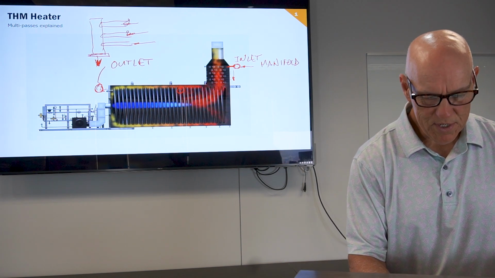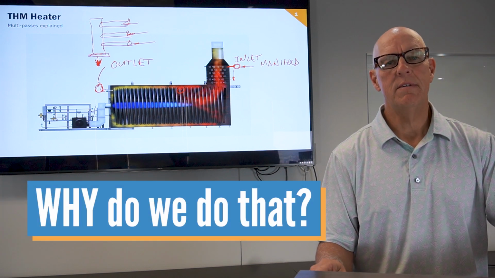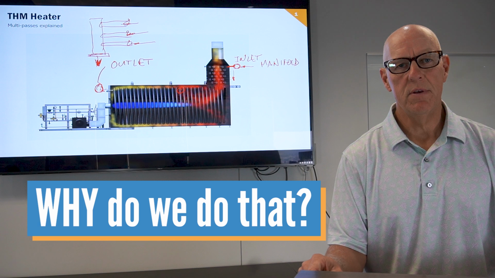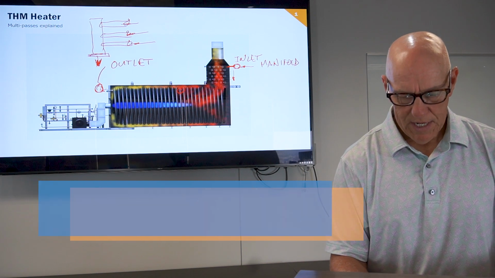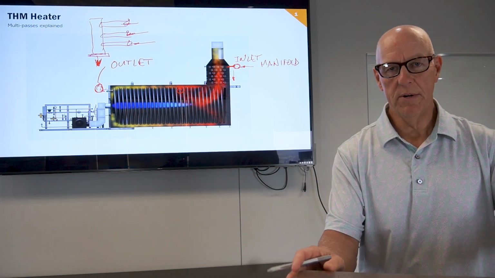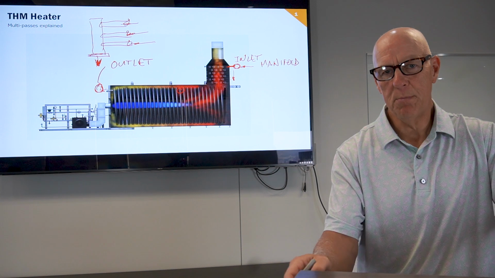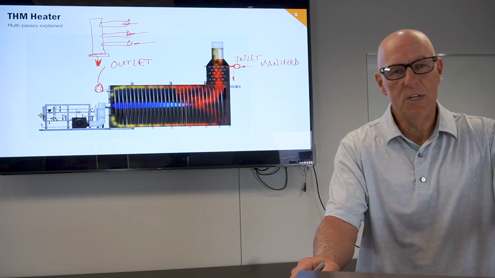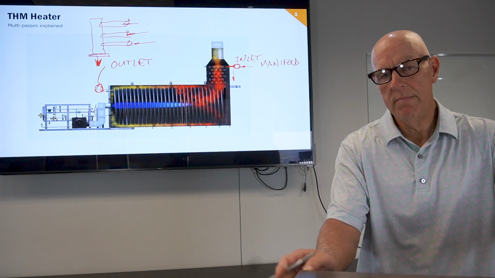So one of the questions is why do we do that? Why not just make a single path? It gets down to hydraulics. Let's take a hot oil heater, and let's say it's 1,000,000 pounds per hour. 1,000,000 pounds of hot oil would probably take a 12-inch diameter pipe, in that range.